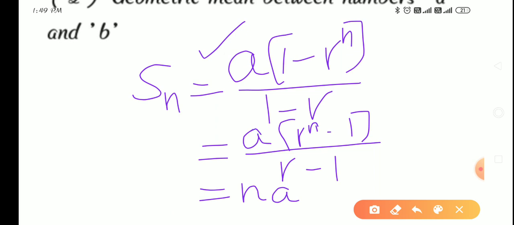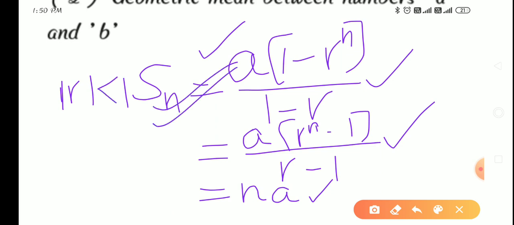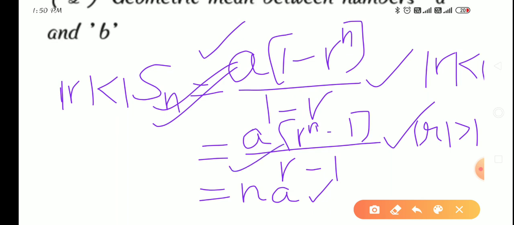Now which formula can be applied, and when will the first formula be applied, when the second, when the third? For this, a condition is there. r means the common ratio. If the modulus of the common ratio, modulus r, is less than 1, then you will apply the first formula. If modulus r is greater than 1, then you will apply the second formula, A into r to the power n minus 1 upon r minus 1. If r is exactly 1, then you will apply the formula Na.